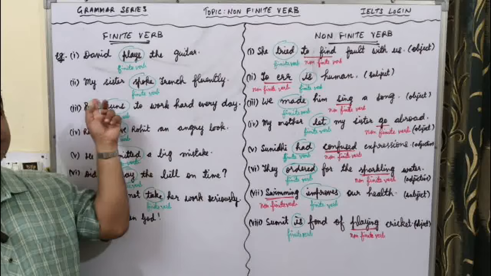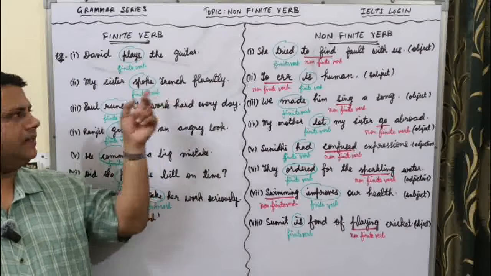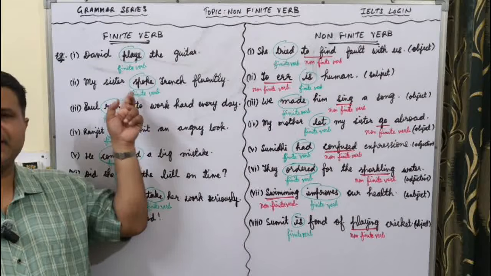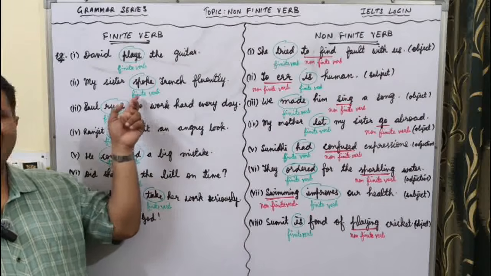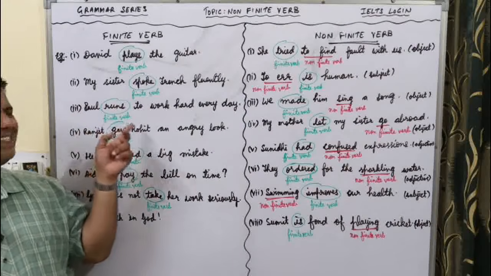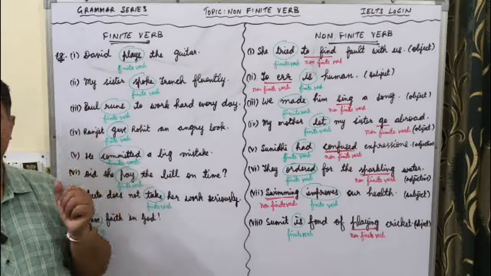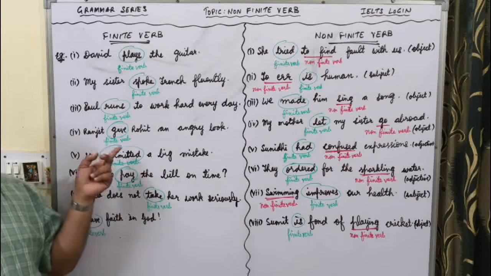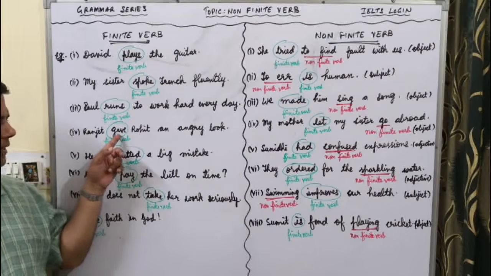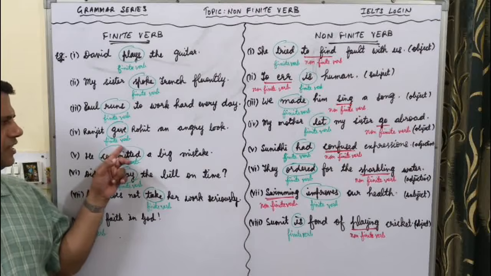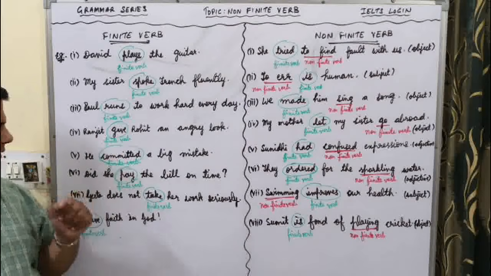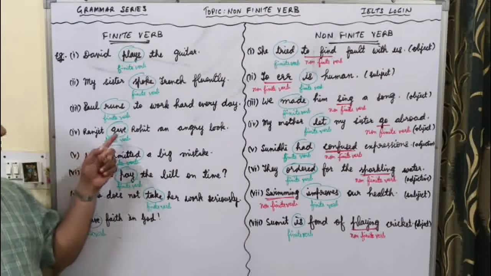Look at the next example. My sister spoke French fluently. This is past tense. It is acting as a verb. It changes with time, it changes with subject, and it can have different forms. So it is a finite verb. Third example: Paul runs to work hard every day. So runs is a finite verb. Then, Ranjit gave Rohit an angry look. This is a finite verb because it is the second form of the verb, it changes with the subject, and it is acting as a verb here. The role of this word is verb.